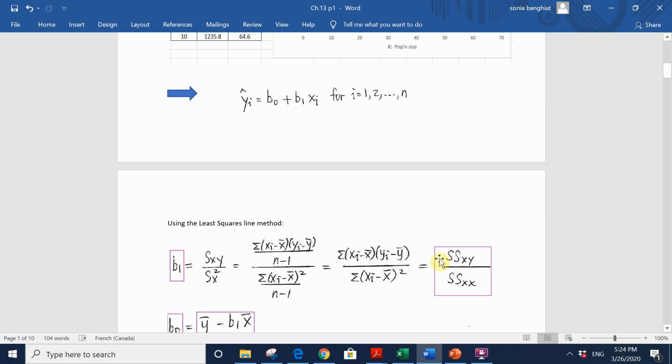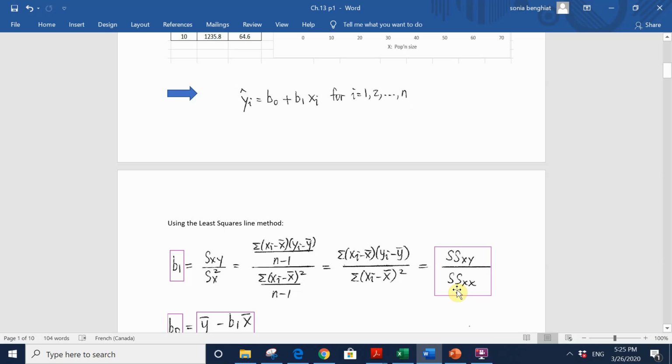And so this can also be called the sum of squares of the x and y's, right? Because I am looking here to multiply the deviations of the x's times the deviations of the y's. So we call the top the sum of squares of the x and y's. In the denominator here, I'm now left with this form right here. So we can call this the sum of squares of the x's.